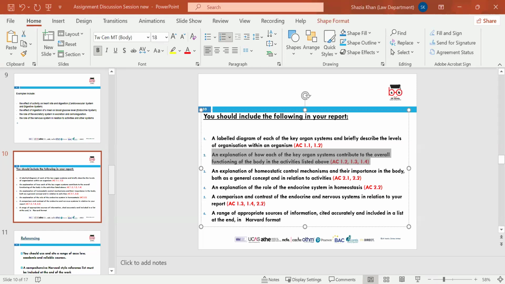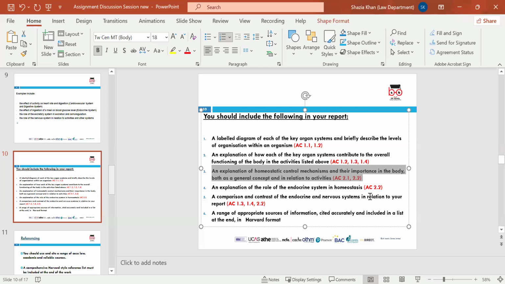Do you understand that? Yes. Excellent. So the next one is number 3. For number 3, which learning outcome do you need to look at? Outcome 2.1 and 2.2. Excellent, excellent. So here you would look at an explanation of the homeostasis control and mechanism and their importance in the body, both as a general concept and in relation to activities. So here you will look at 2.1 and 2.2, and that's learning outcome 2.